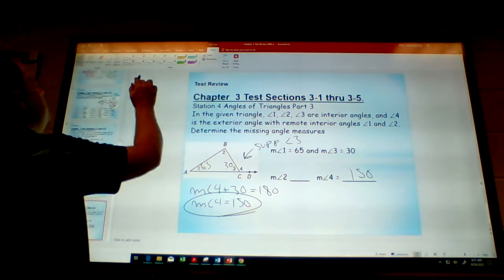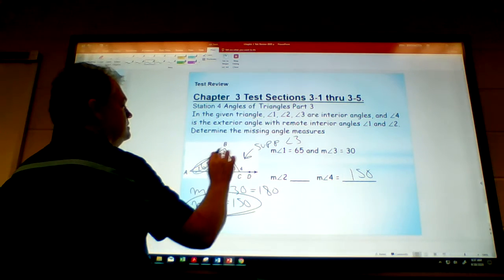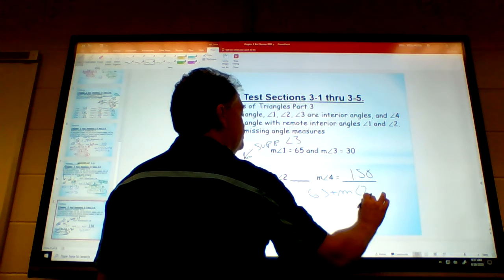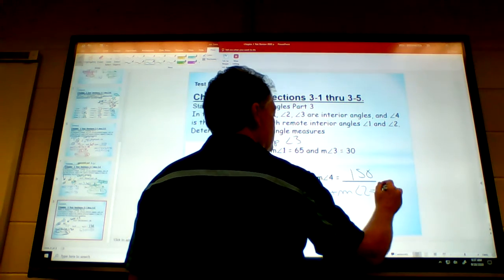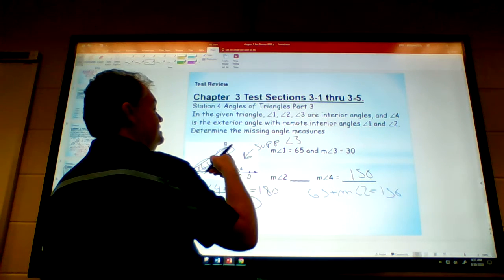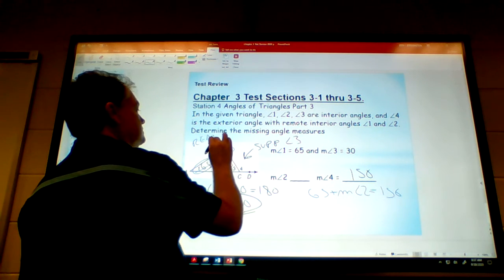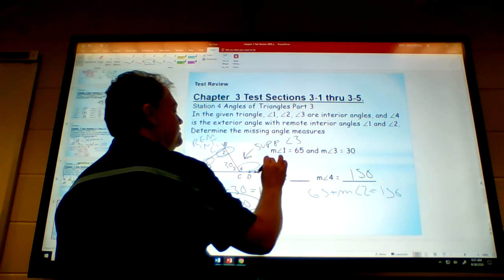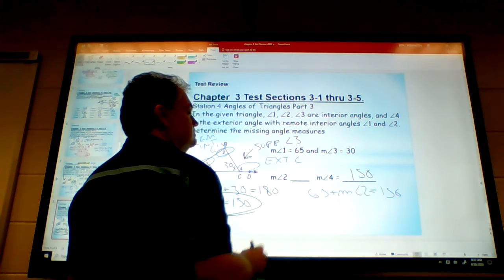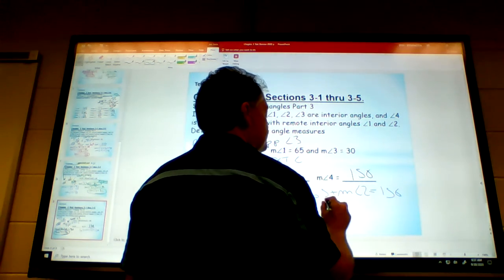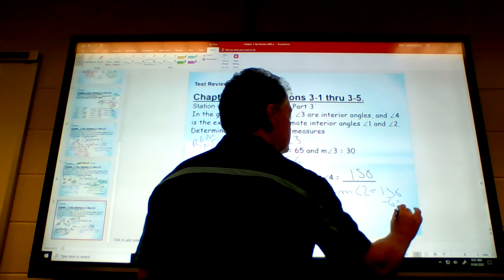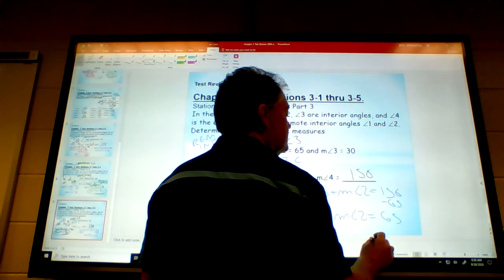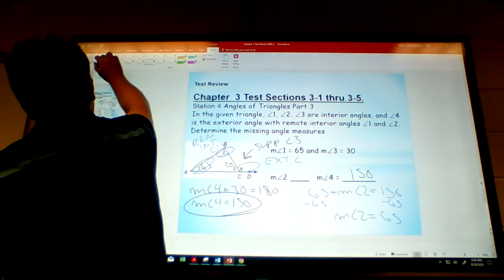Now, we also know that 65 plus the measure of angle 2 equals 150 because these are the remote interior angles, and this right here is my exterior angle. So we're going to subtract 65. So the measure of angle 2 equals 85. Let me rewrite that.